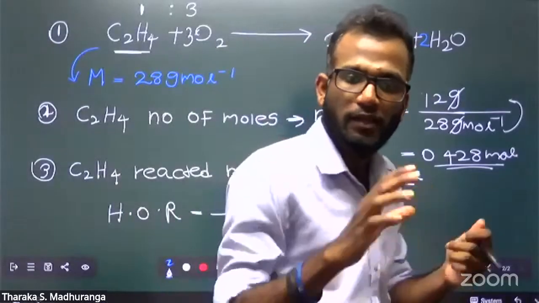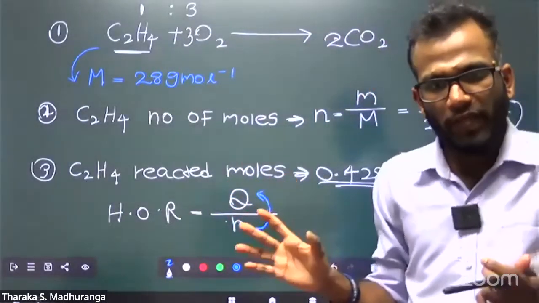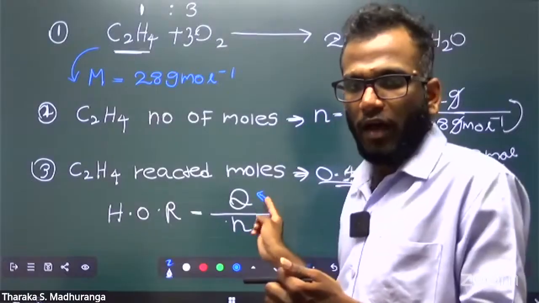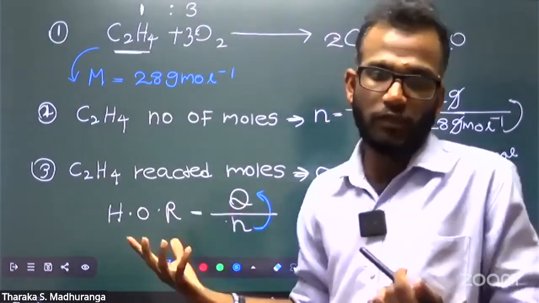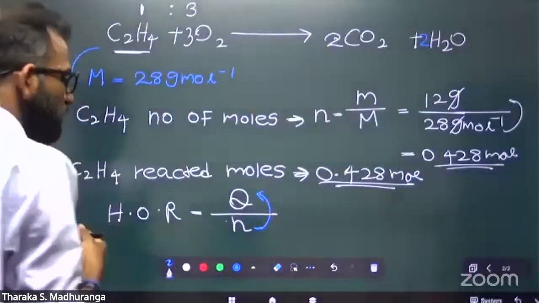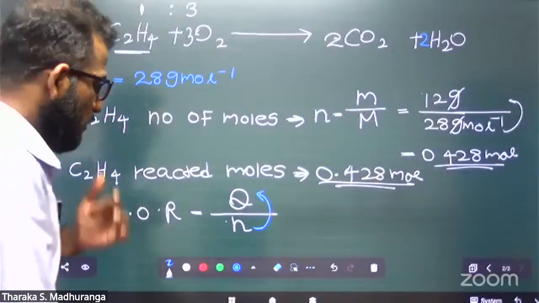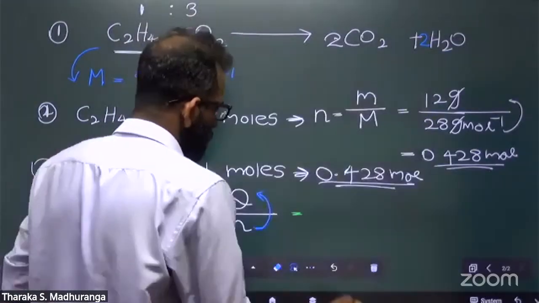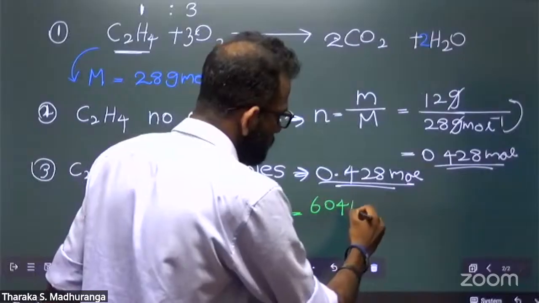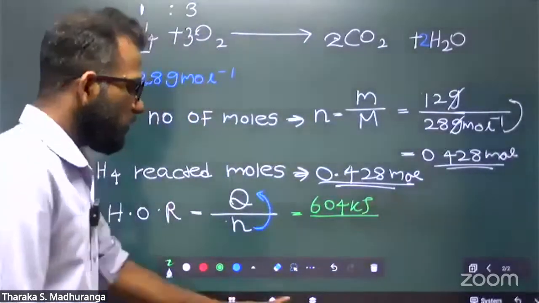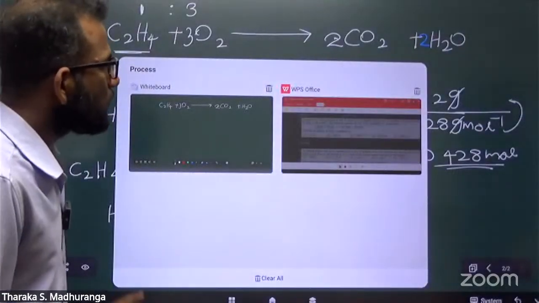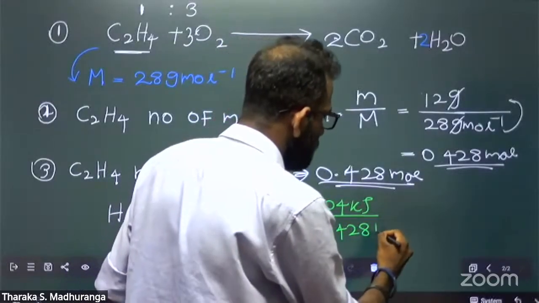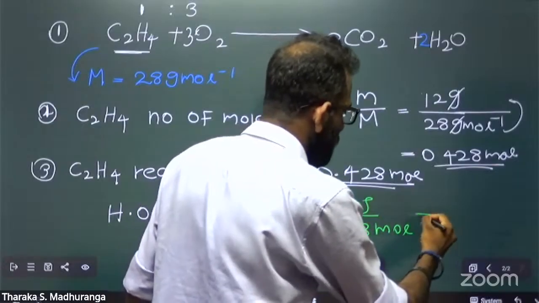For ethylene combustion, what does the heat of reaction mean? While reacting 1 mole of ethylene, how much heat energy is released to the environment? Now the quantity of heat given, the Q value, is 604 kilojoules. The number of moles I found is 0.428 mole. What is the value?